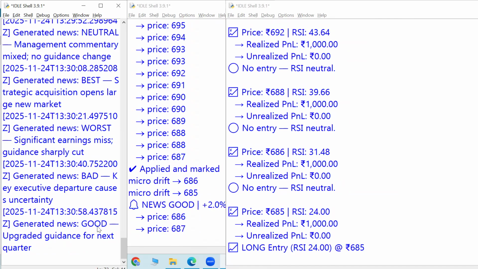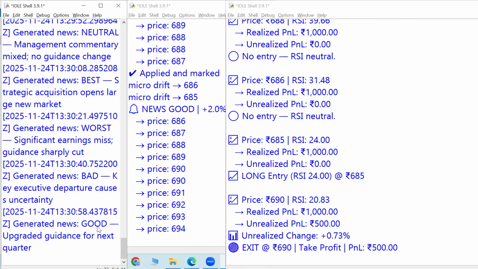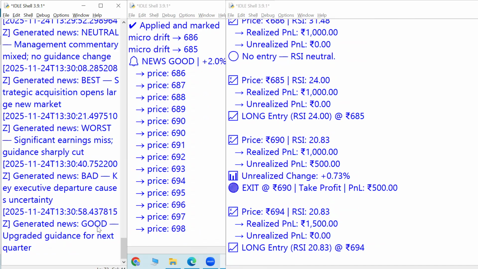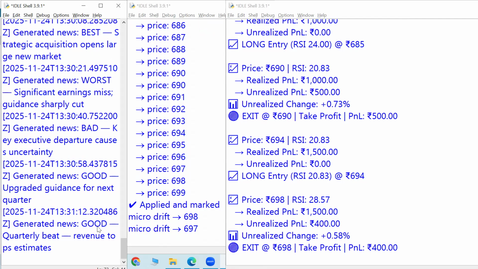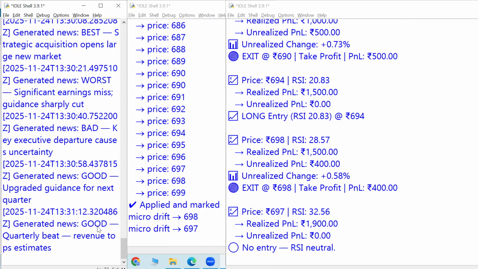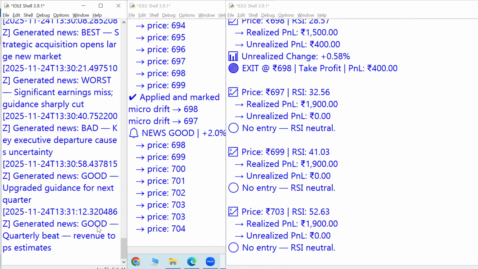This happened very fast. So we got one more long position. Okay, we got one more profit, 1500. Keep on running. We are going to take one more 400 profit. 1900 is the profit. We can keep on running this.